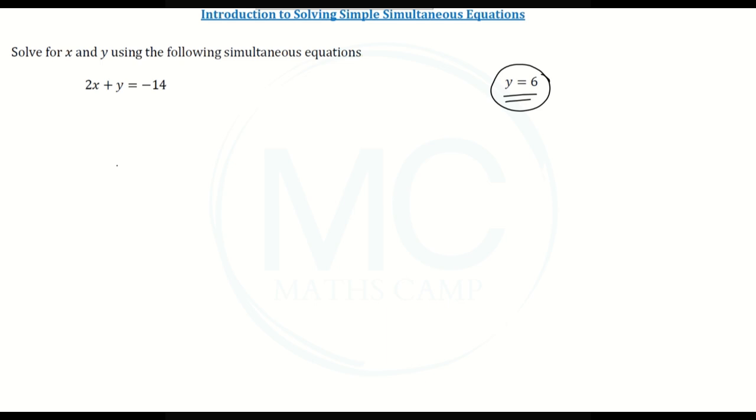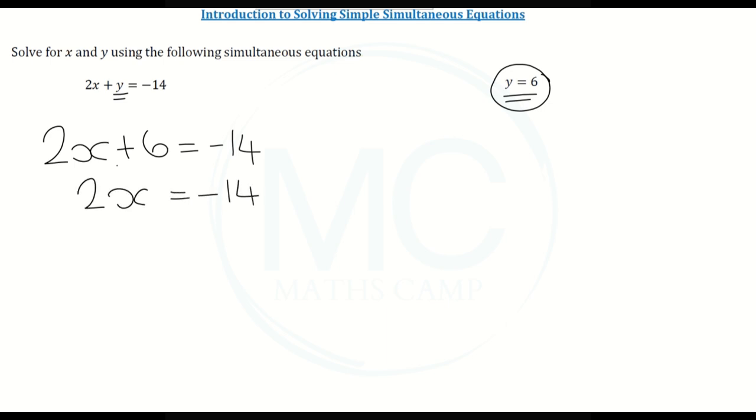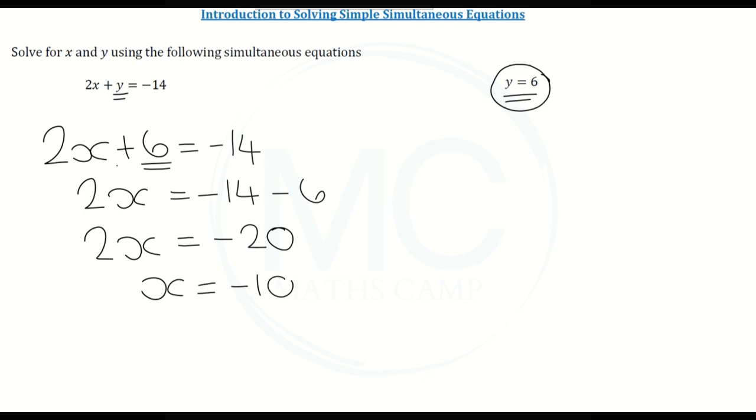So let's substitute 6 into our y value over here. So we can say 2x plus 6 is equal to negative 14. Let's leave 2x where it is. Make it equal to negative 14. Move the 6 across, and we say minus 6. Now we can see we've got 2x on this side is equal to negative 14 minus 6 is negative 20. Let's divide both sides by 2, and we see that x is equal to negative 10.